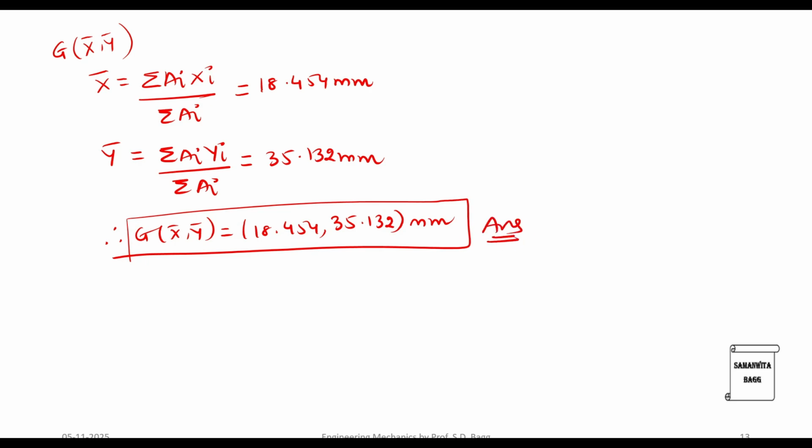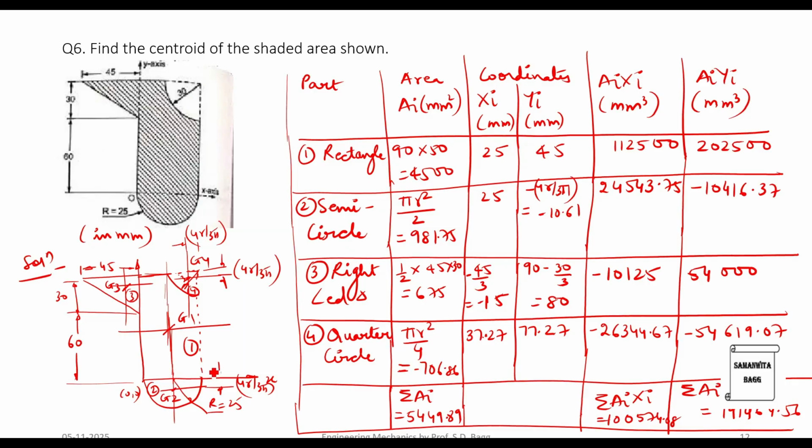Now let's place this value. X is 18.45. Now this is 25. So it has to be less somewhere here. And the y is 35. So we know this height is going to be half of 90, means 45. So again it has to be lesser. So somewhere over here will be, here is my G x bar y bar for this entire body.